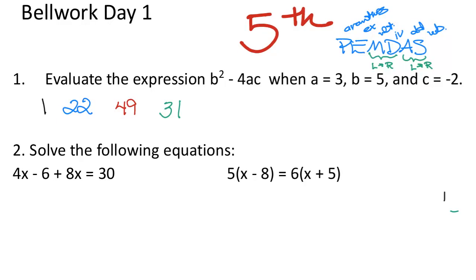So B is 5. So I'm going to substitute 5 in for B. And it says we're going to square that minus 4 with an A, which is 3.